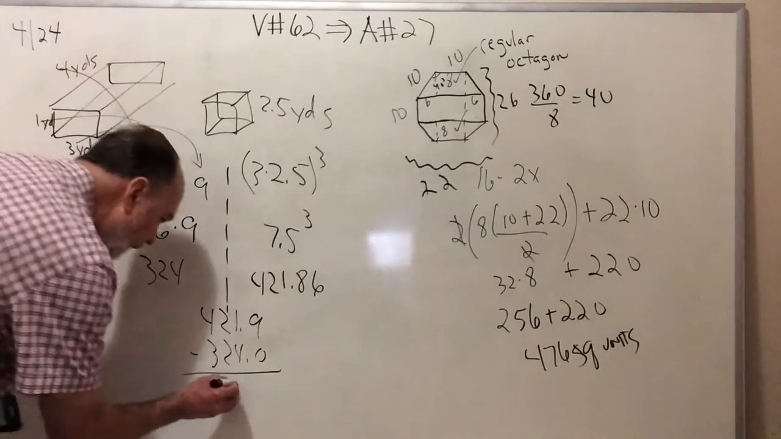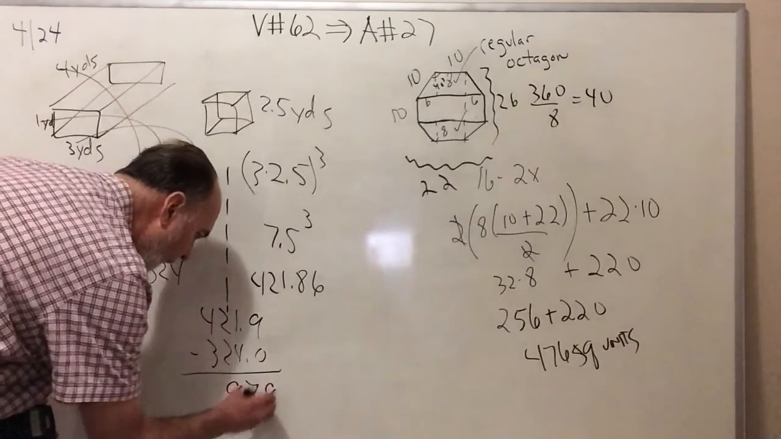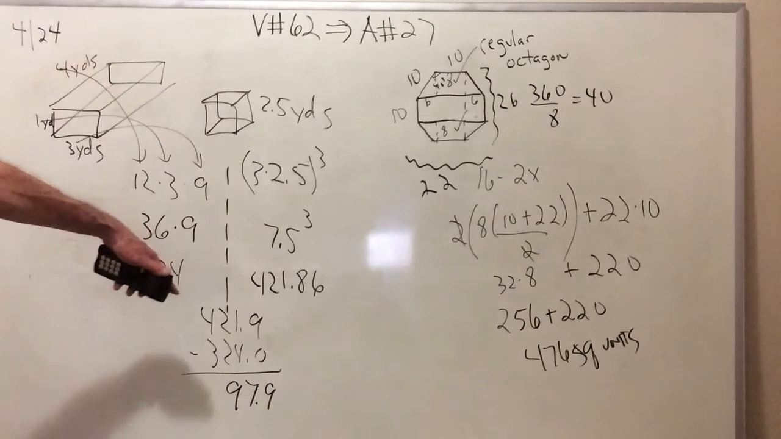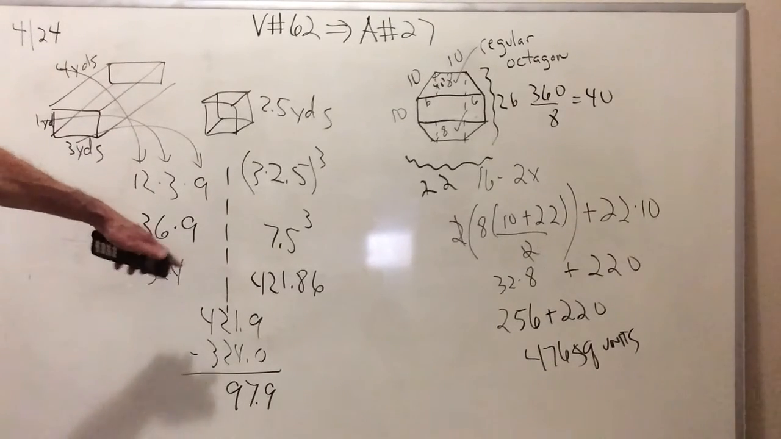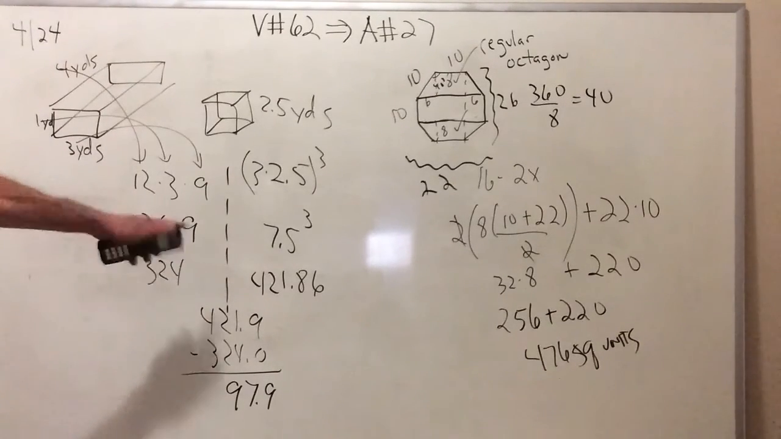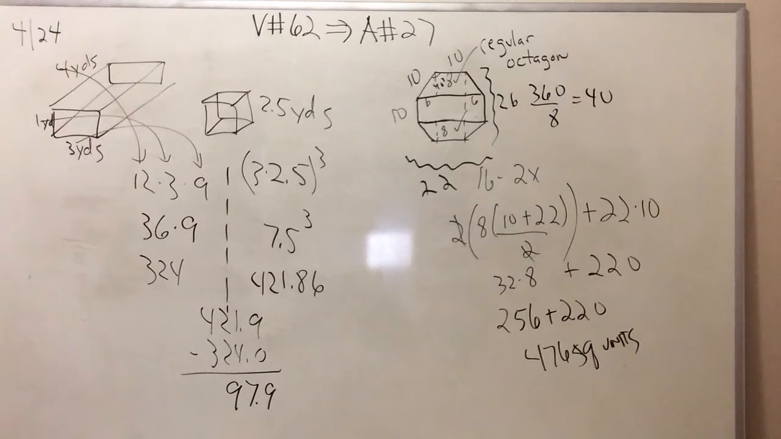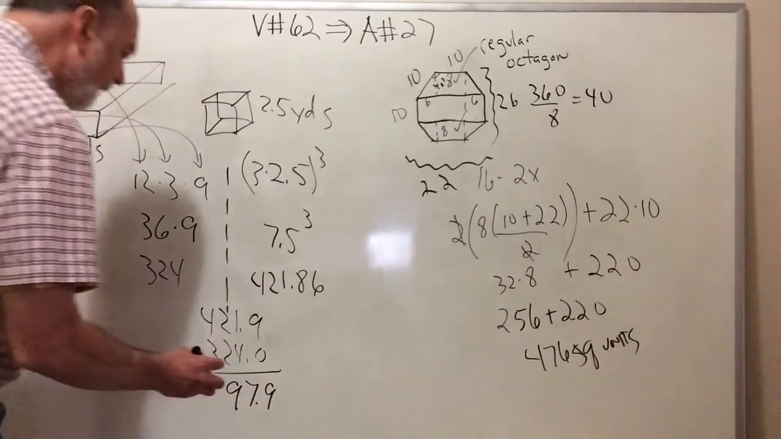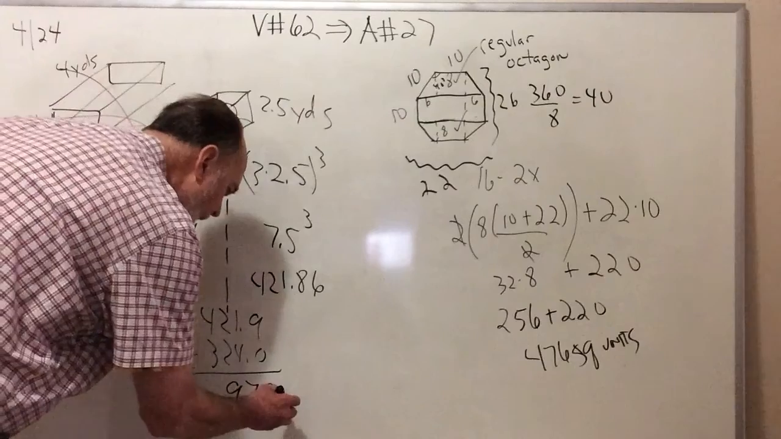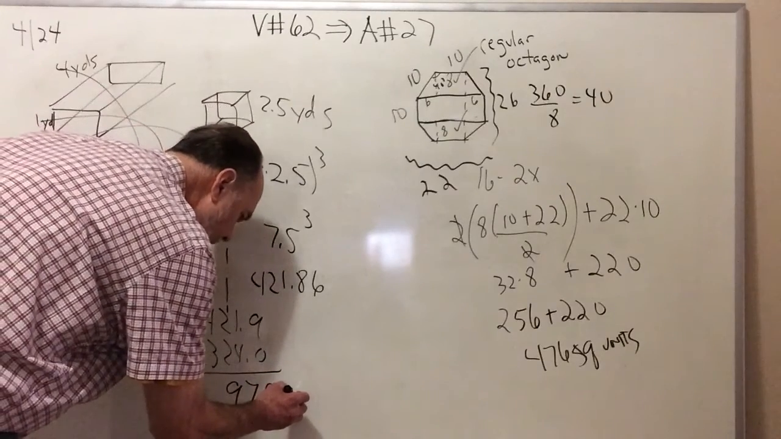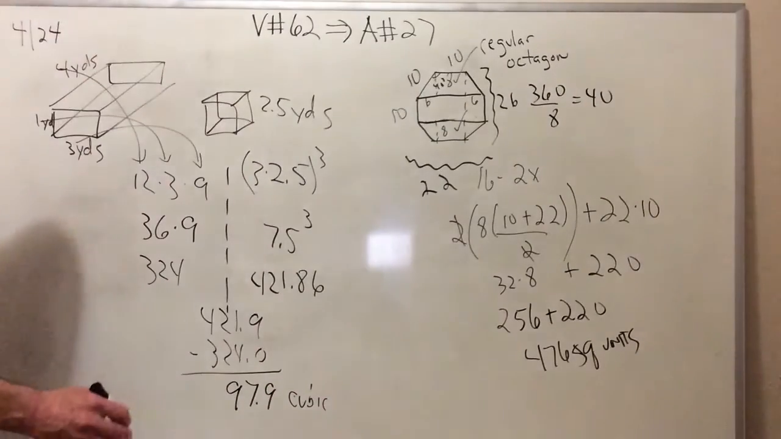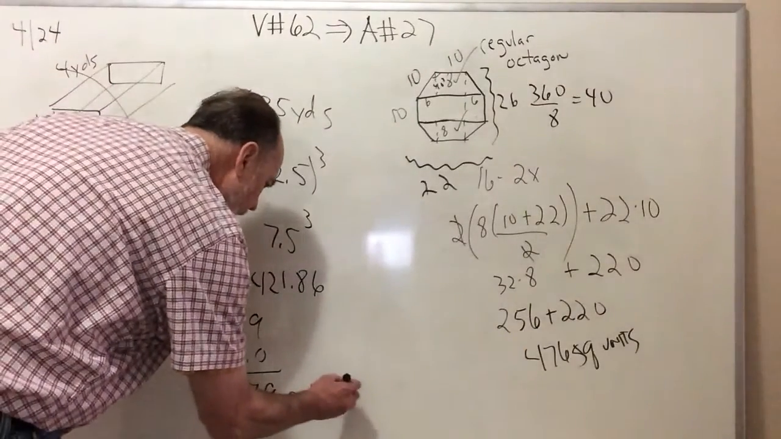And a number of kids called me or let me know that I made some sort of mistake there. I believe it was 4.5 for the radius instead of 2.5, and that was problem number 2. I do apologize for that. And that would be 497.9 cubic, right? Since we're talking about that, feet would be the difference.